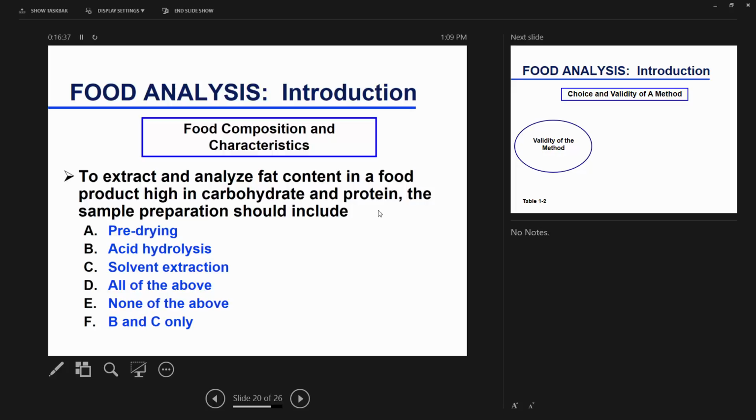So let's look at an example here. To extract and analyze fat content in a food product high in carbohydrate and protein. Okay? So the main composition of that product, you have little fat and more carbohydrate and protein. The sample preparation should include, take a wild guess.